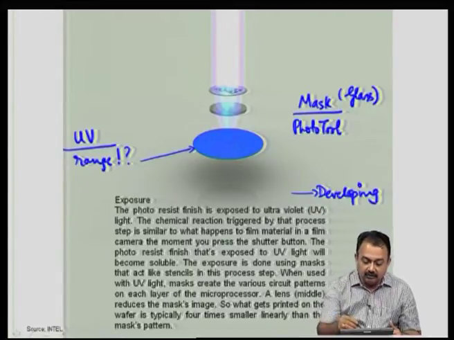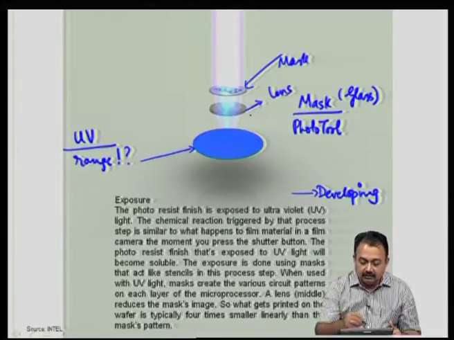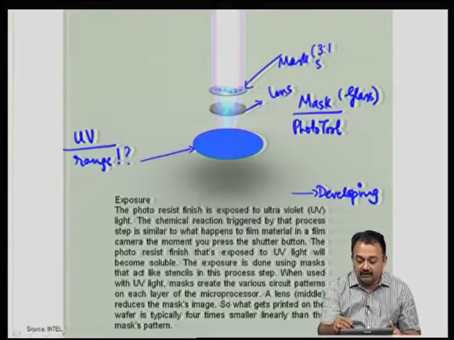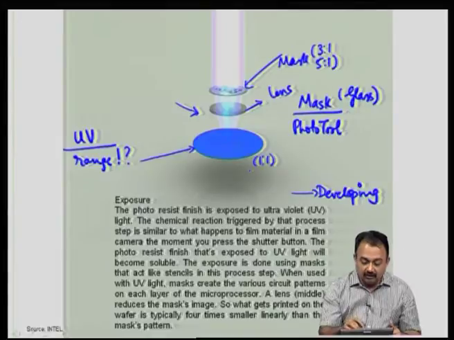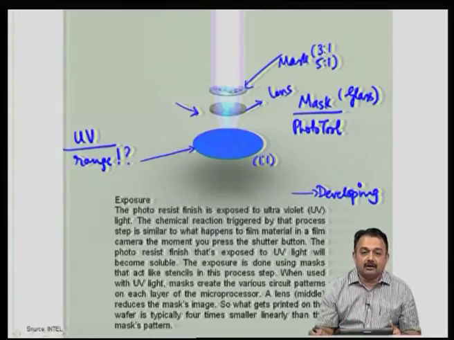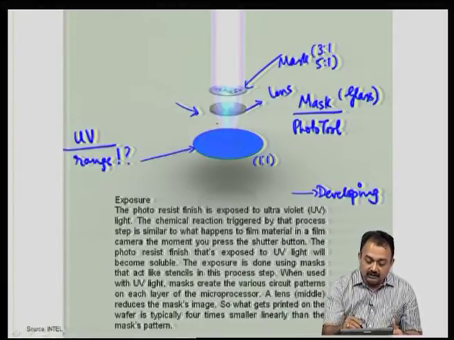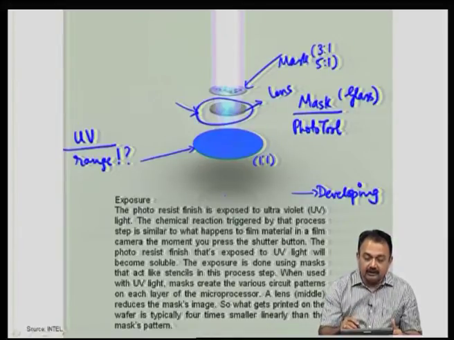So, typically what you will do is, this is for example the mask, and this is let us say the lens. Your mask will be of a larger size, let us say 3:1 or 5:1 and so on, and here you want a 1:1 translation. Therefore, the lens will project the image and downsize it onto the wafer to get the required 1:1 ratio image. This lens collimates, does a good focusing and brings a good resolution.